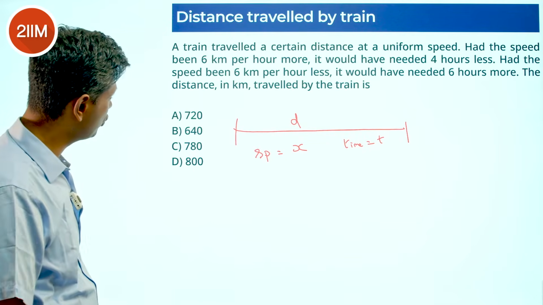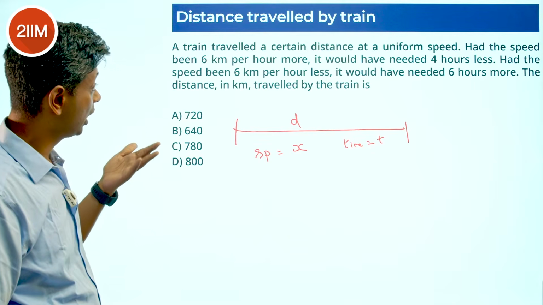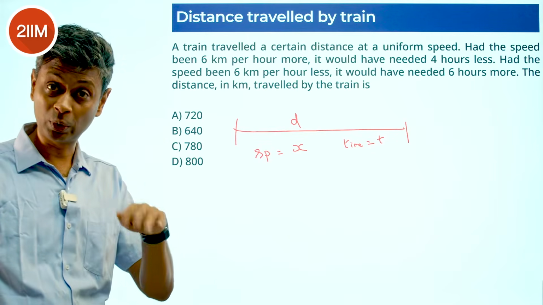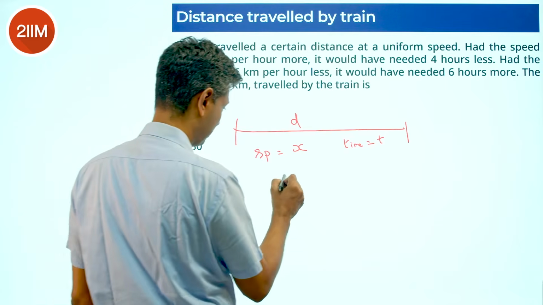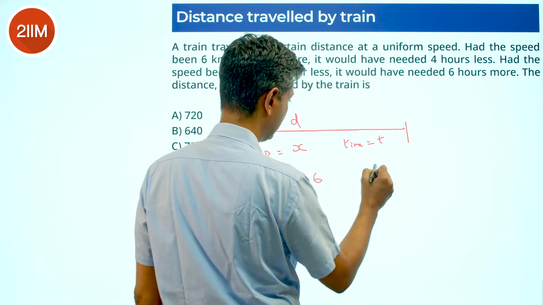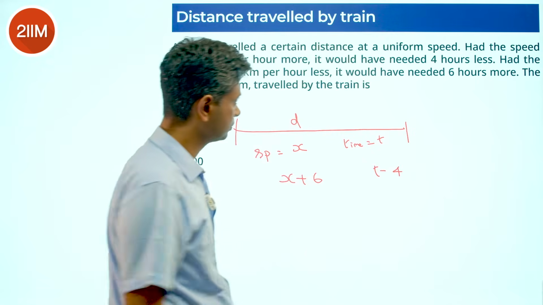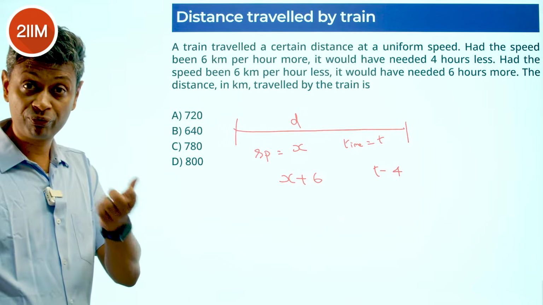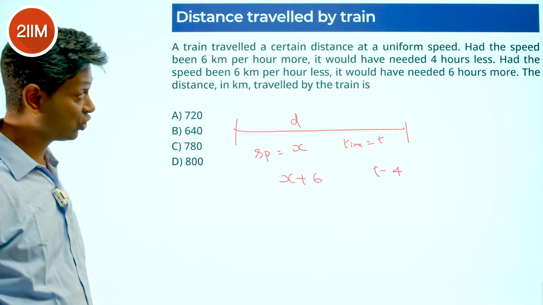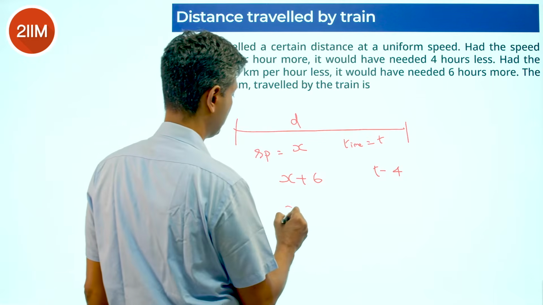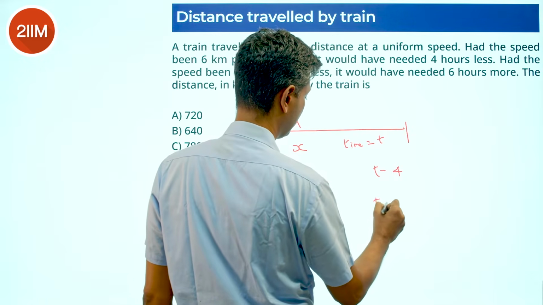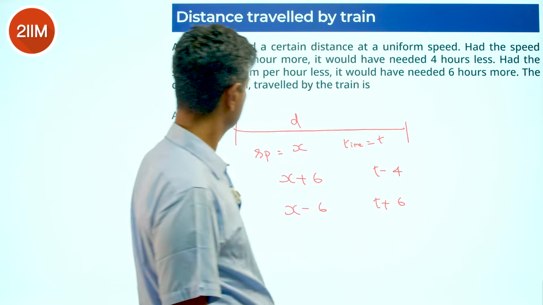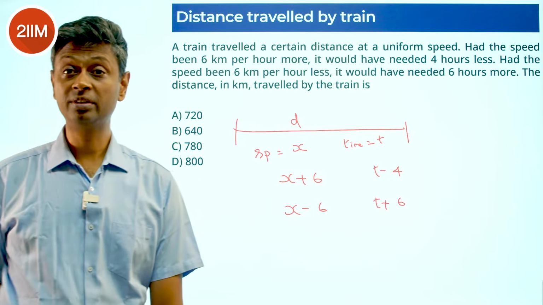Had the speed been 6 kilometers per hour more, it would have needed 4 hours fewer. And so we could have traveled at x plus 6 and taken time t minus 4. Had the speed been 6 kilometers per hour fewer, it would have taken 6 hours more. It would have been x minus 6, and it would have been t plus 6. The distance in kilometers traveled by the train.